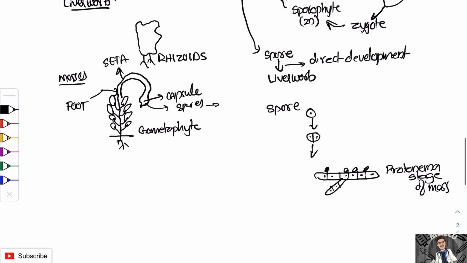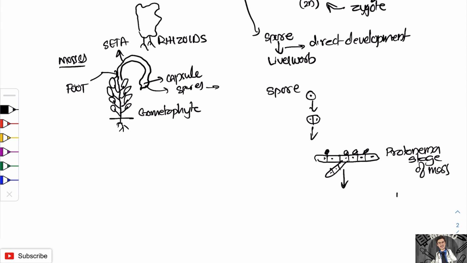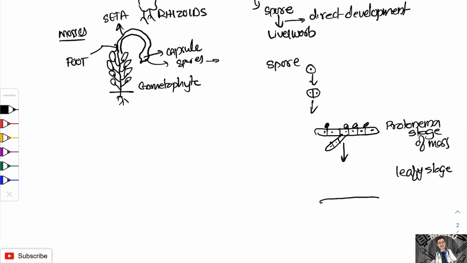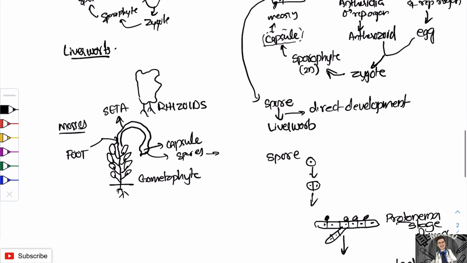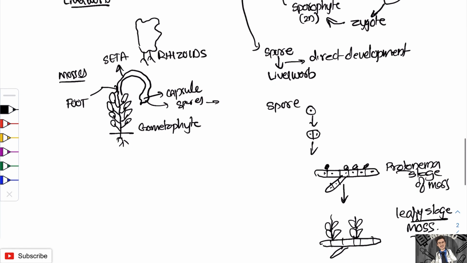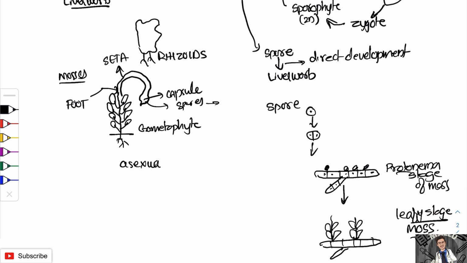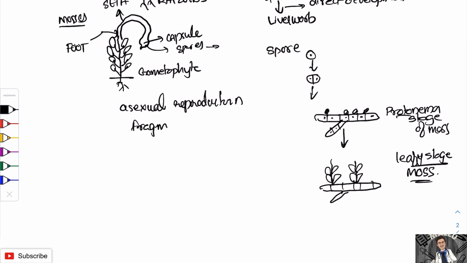All right, and then it advances to the leafy stage, wherein the buds form the gametophytes. So this is the leafy stage and the protonema stage of moss. And now this is the reproduction within bryophytes, right? They also have asexual reproduction, which is through fragmentation and gemmacups.